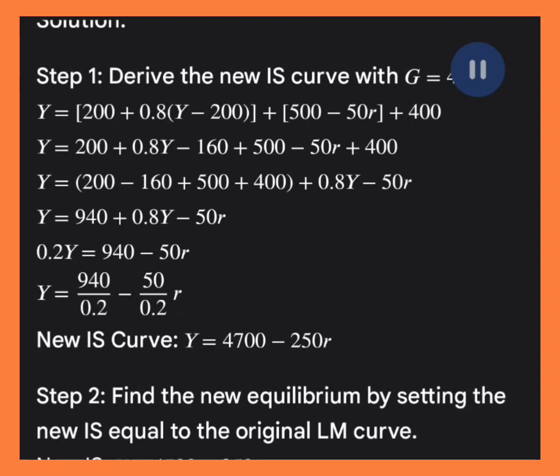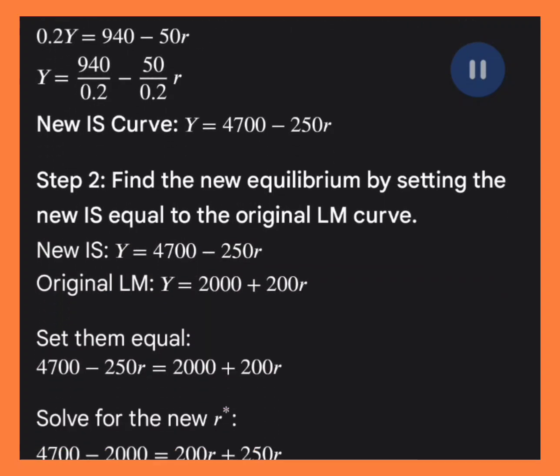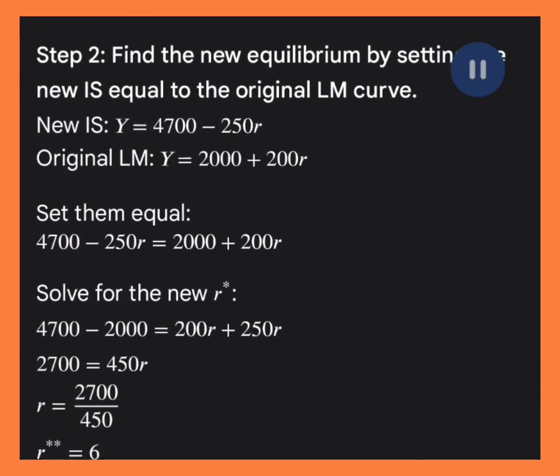Step 2: find the new equilibrium by setting the new IS equal to the original LM curve. New IS: Y = 4700 - 250r. Original LM: Y = 2000 + 200r. Set them equal: 4700 - 250r = 2000 + 200r. Solve for the new r.